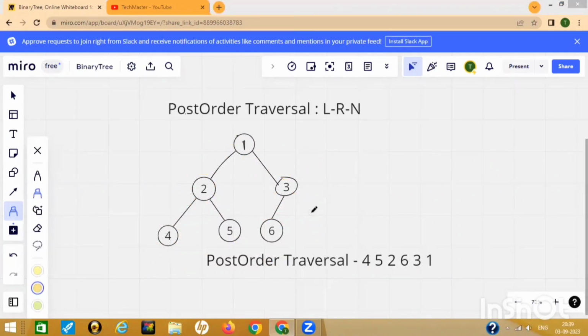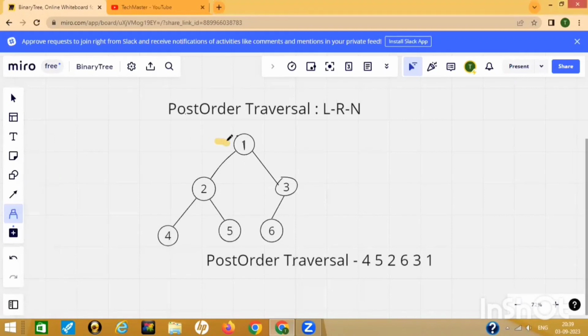Let's talk about post-order traversal now. Post-order traversal is left, right, and node. So you have to visit the left node and right node, and only then can you visit the node data. Let's run the post-order traversal on this tree. We start at the root node. The root node is 1 here, and first we will visit the left side of node 1, then the right side of node 1, then node 1.